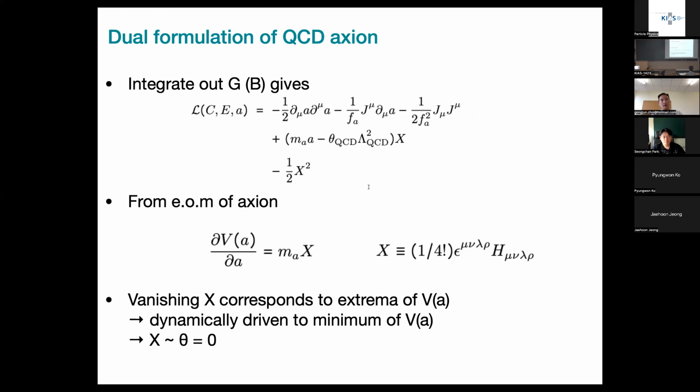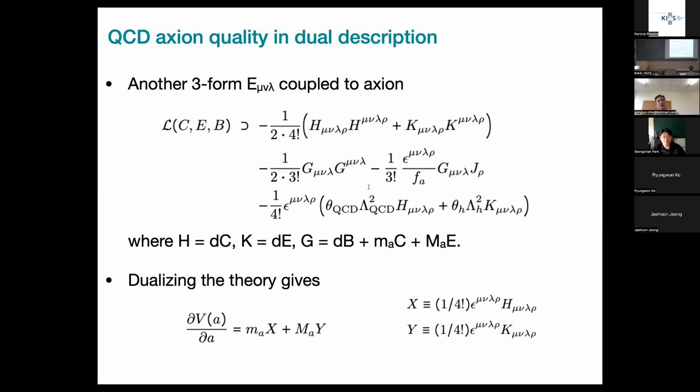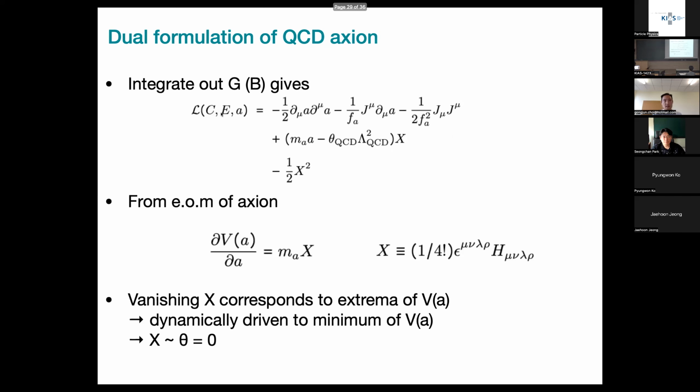I'm almost there. But then you may ask, is the axion a perfect solution to the strong CP problem? There's no quality issue in this pure formulation. On the other hand, notice that this C, the tensor-symmetry form, doesn't arise from a UV theory like string theory. I told you this C, the three-form, is there in the energy scale below lambda QCD. So this is a kind of field that is emergent from the low energy point of view, not from the UV point of view.